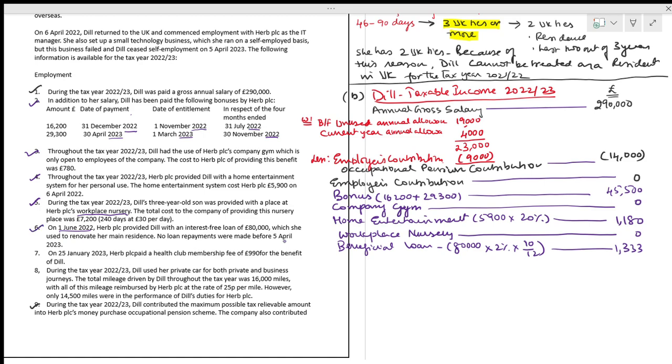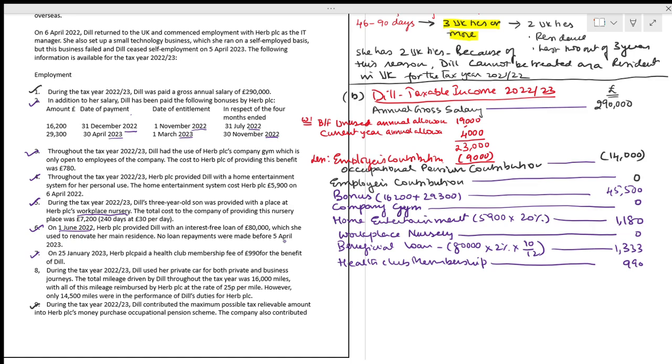Fine. Next, on 25th January, they have paid a health club membership fee for the benefit of Dill. Is it? That is for the specific benefit of Dill. Okay, it is taxable. Health club membership: if it is for all the employees, it is not taxable. If it is for specific employees, it's taxable. 990.